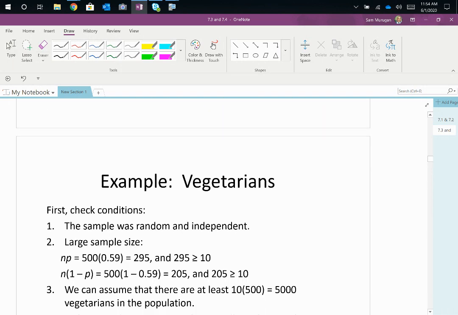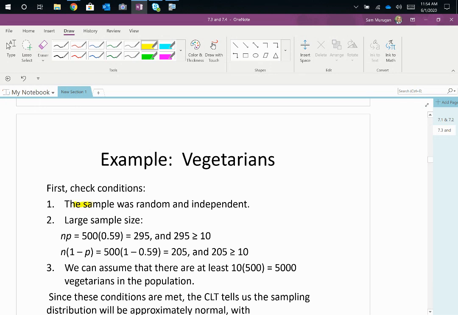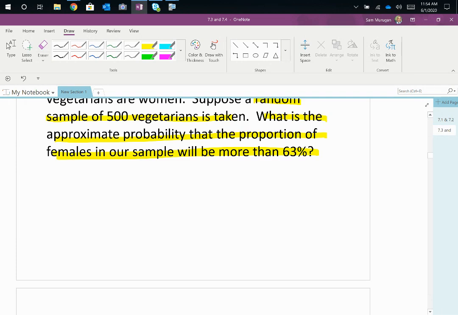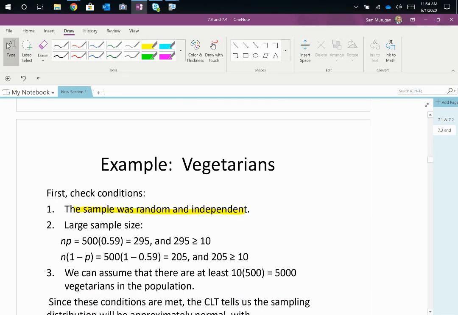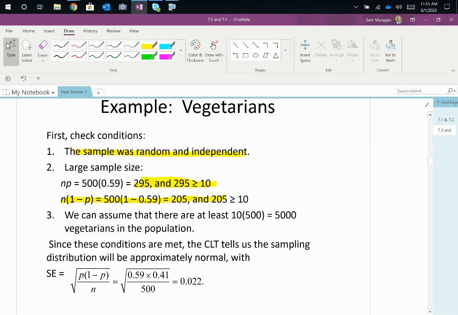So the first thing we want to do, we notice that the sample was random and independent. That's given in the problem. Next, we take the 500 times 0.59, and we see that's 295, which is a number that's greater than 10. Then we take, remember that's p hat, n times 1 minus p hat, and we see that that number is 205, which is also greater than 10. And then we can assume that there's at least 5,000 vegetarians in the population.